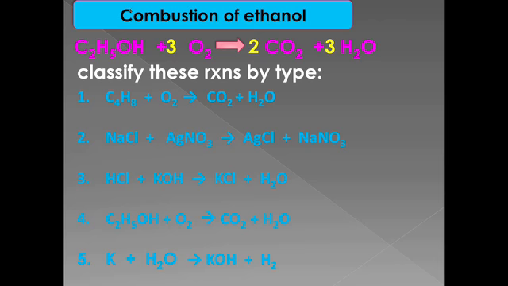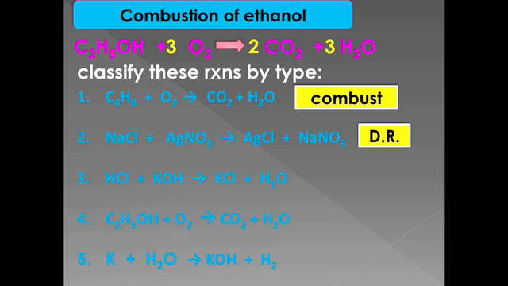Let's practice. Looking at the first one, I see C's and H's mixing with oxygen. That's a combustion. On the next one, I see 2 compounds, NaCl and AgNO3, and they're switching places, AgCl and NaNO3, so that's a double replacement. On number 3, I see again 2 compounds, H with Cl, and then later it's with OH, and K starts out with OH and then became KCl, so again, that's double replacement.